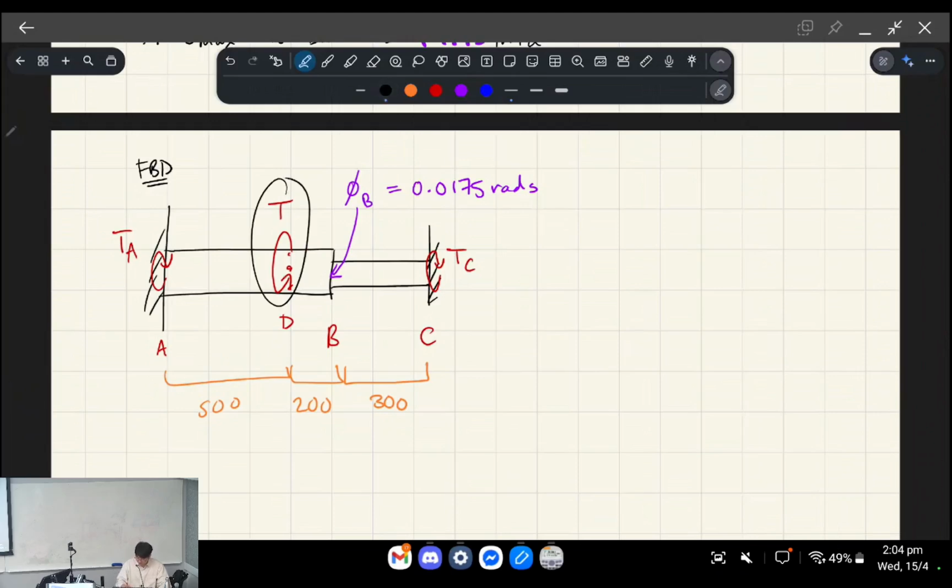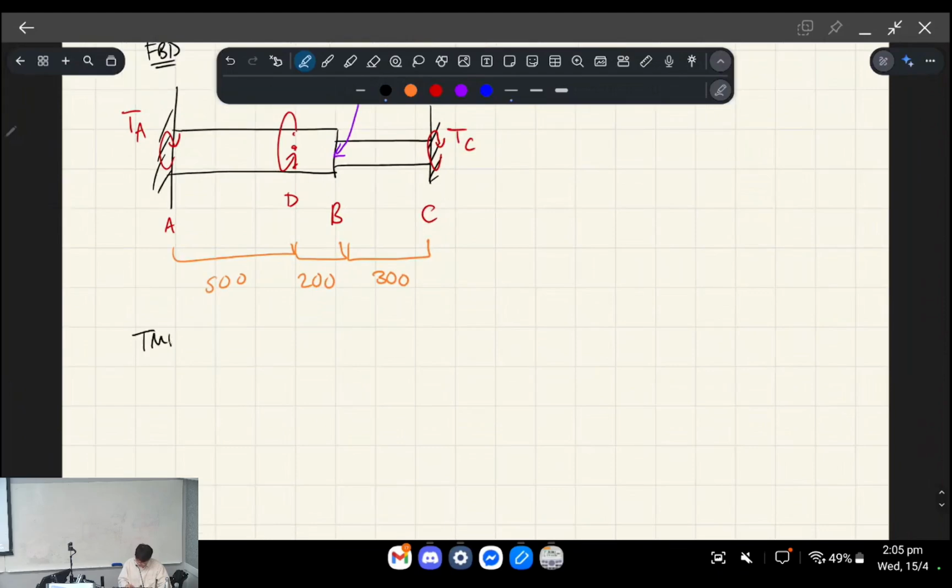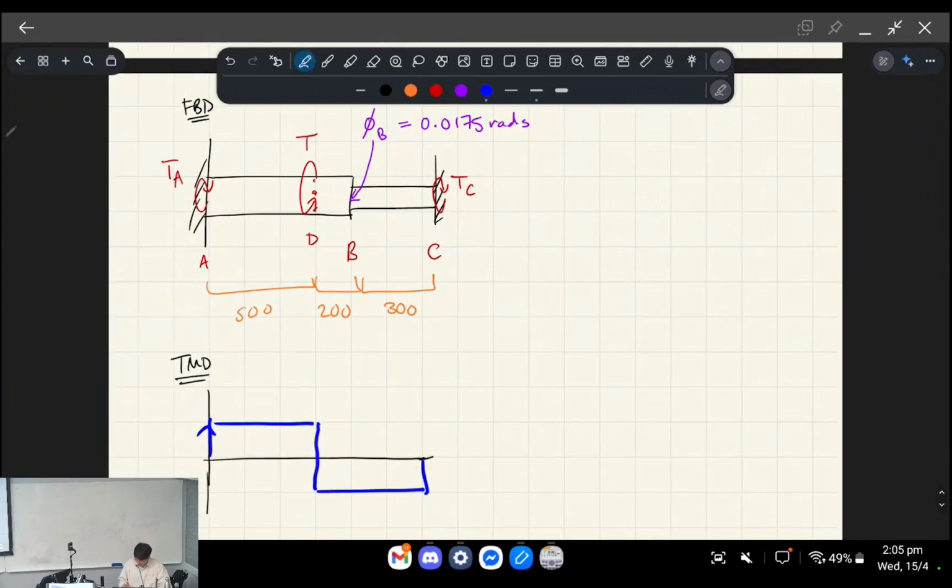But now the torque is applied here, okay? So the first thing we have to do is basically draw the torque moment diagram. And you can see this left shape has to equal the right shape, okay? It's kind of a funny scenario, right? TA and TC have to be balanced because this torque is applied in the middle.